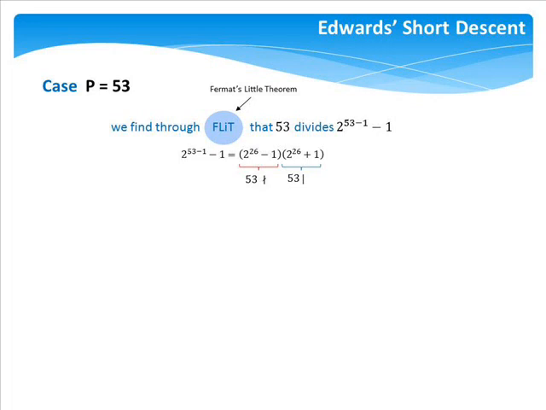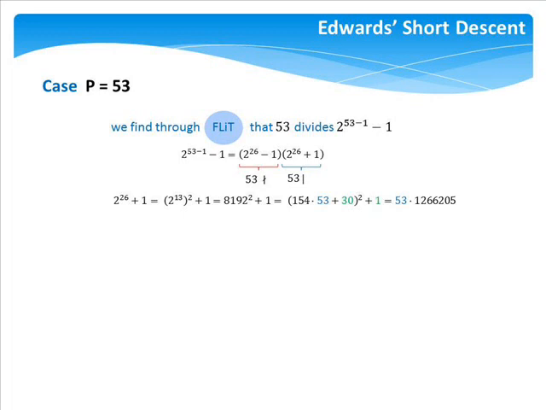We choose 53 as the prime number. We find through Fermat's little theorem that 53 divides 2 raised to 53 minus 1, minus 1. Factoring it, we find that 2 raised to 26 plus 1 is indeed divisible by 53. So here we have an initial sum of two squares to work with. Next, we see that 2 raised to 26 plus 1 is the same as 8,192 squared plus 1.